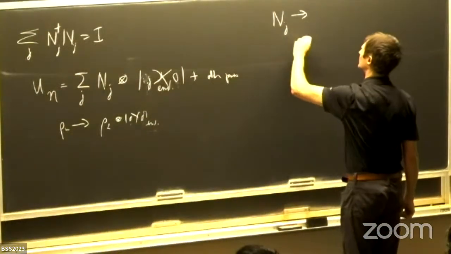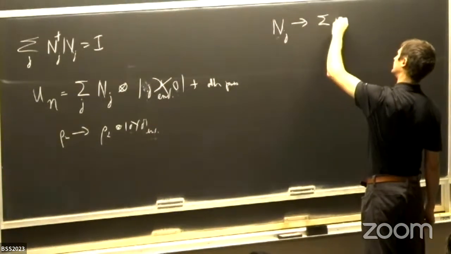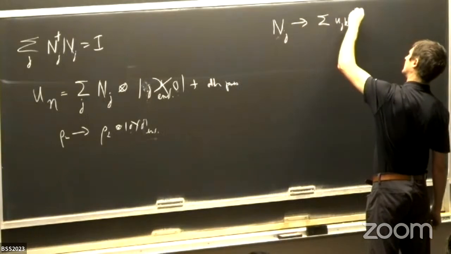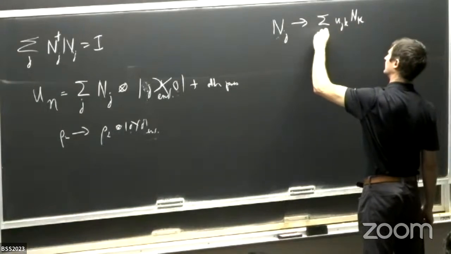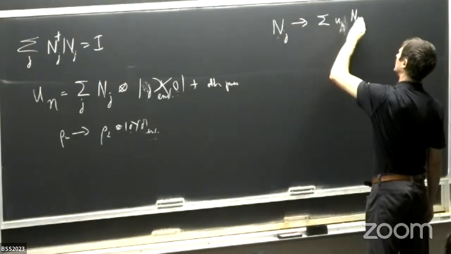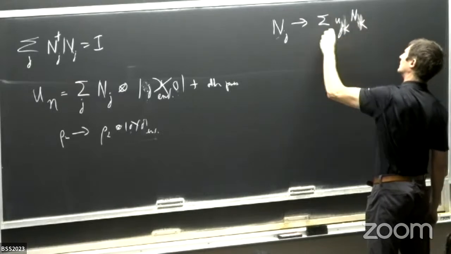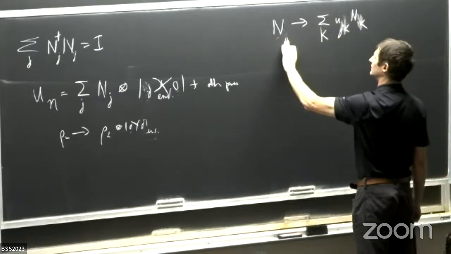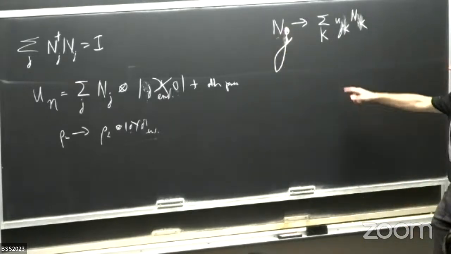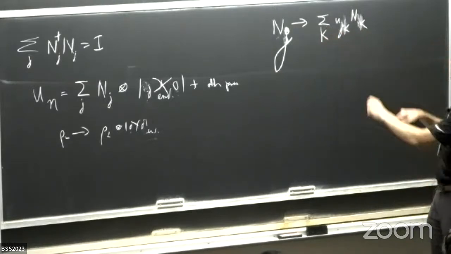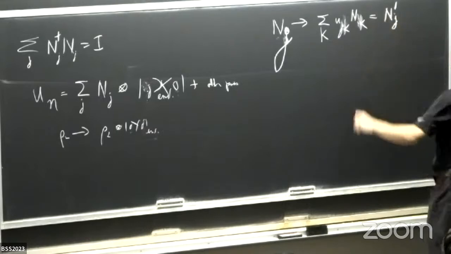Well, so I can transform this set of Krauss operators by rotating them by a unitary little u, and combining them in this fashion. Okay. Good. So we got these new Krauss operators here. Let's call them n prime, j.